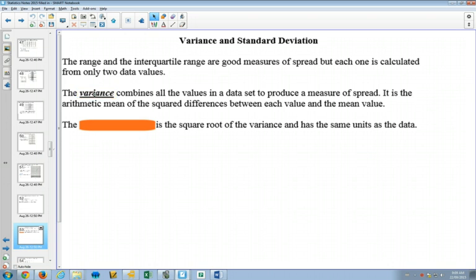The variance is a way to look at all your data and figure out how spread out it is. Mathematically, it is the arithmetic mean of the squared differences between each value and the mean value. We're going to look at what that means in a bit. For the most part, we're going to do this with our calculator. And then your standard deviation is just a square root of your variance.